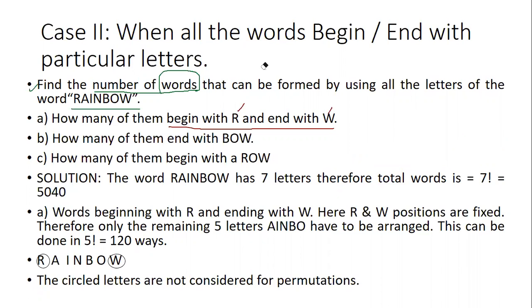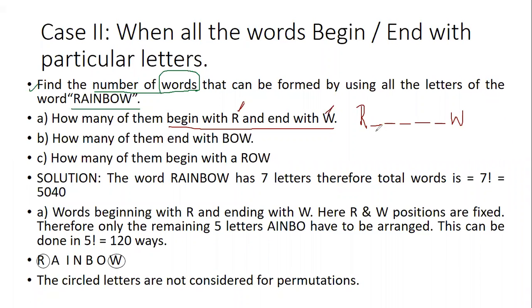Now in this case, what will happen? We are going to keep R and W fixed in their places. Now in this RAINBOW, what are they asking us to find? How many words begin with R and end with W? So in between you can have any letters, but the starting letter is supposed to be R and the ending letter is supposed to be W. Okay, so this is the only major condition.